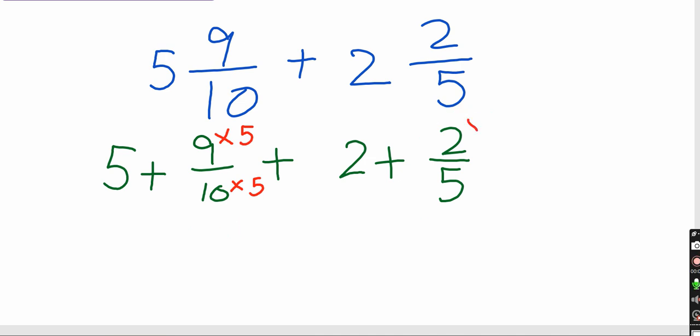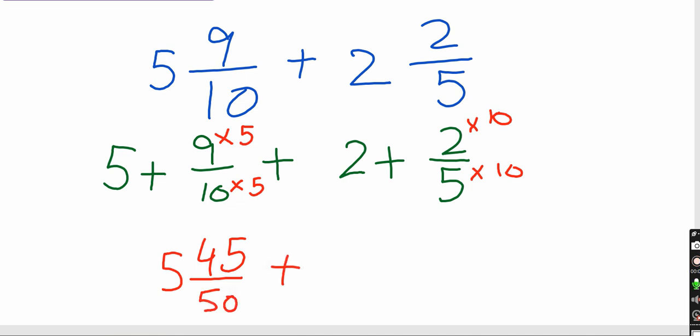Okay, now 2 multiply by 10 and 5 multiply by 10. Now I will write my new fraction. And I will add my whole number and fraction. 5 whole, 9 5 times is 45. 10 5 times is 50. Plus 2 whole. 2 10 times is 20. 5 10 times is 50.